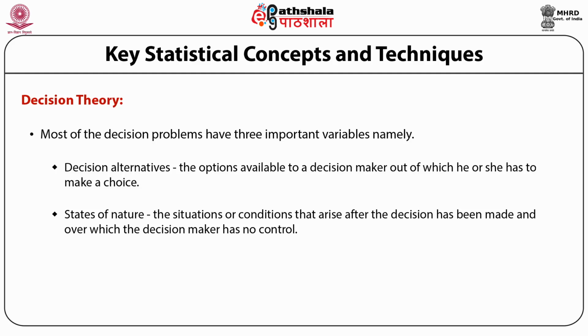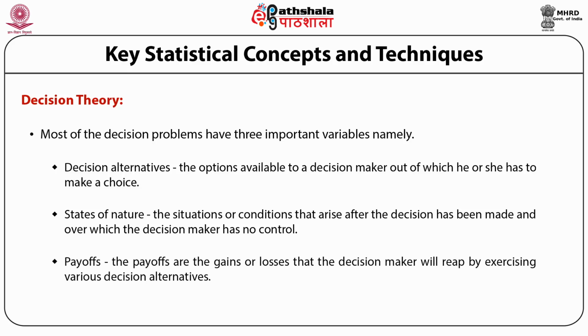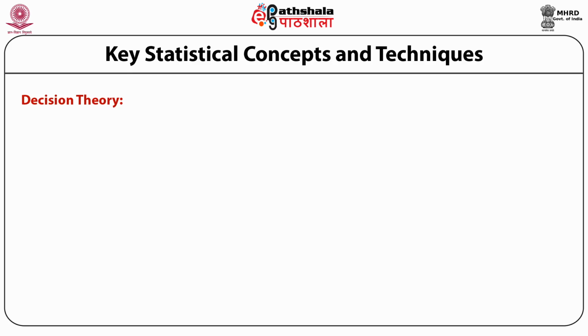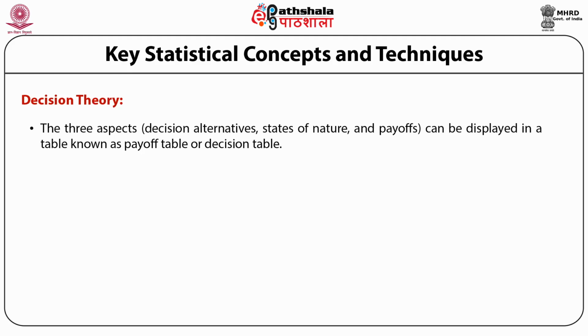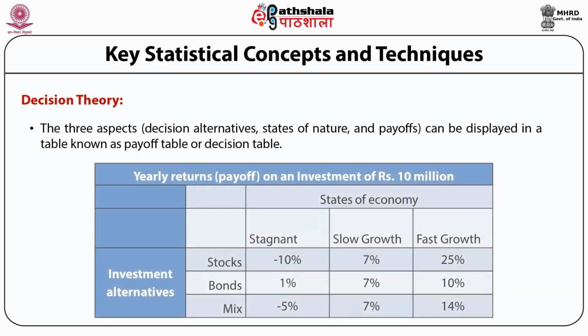And number three is payoff, that is the gains or the losses that the decision maker will reap by exercising various decision alternatives. Decision theory can be understood with the help of this example, where the three aspects, that is decision alternatives, states of nature and payoffs, are shown in the table below, where we are trying to find out what is the yearly return of an investment of rupees 10 million.